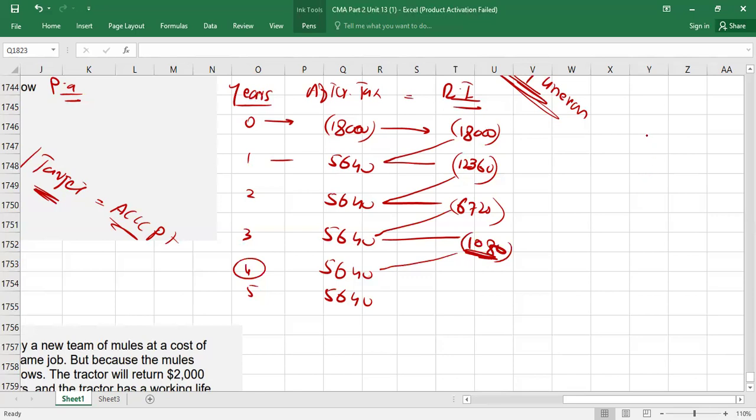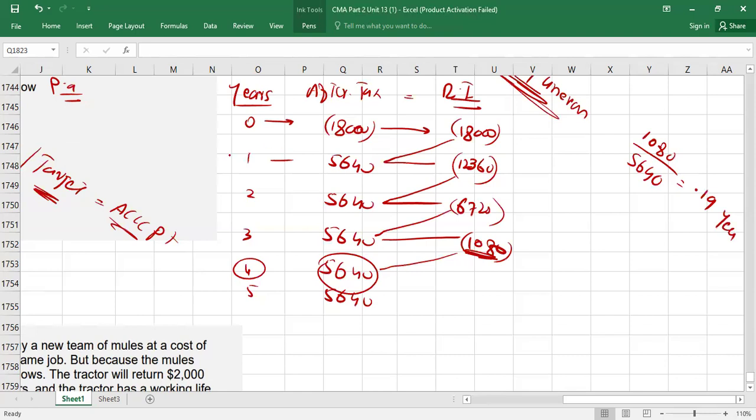So how will you calculate the fraction of year 4? You will just apply the formula: take the remaining investment, which is 1,080, divided by the cash inflow in the next year, which is 5,640. So if you divide 1,080 by 5,640, it will give you 0.19 year.